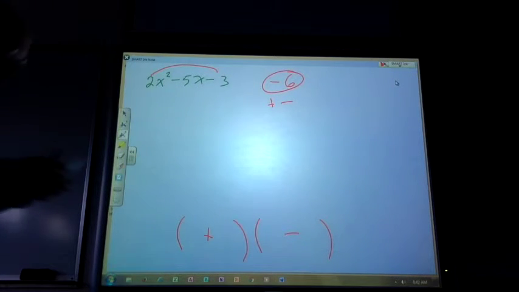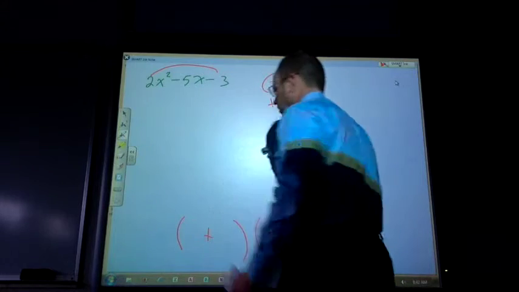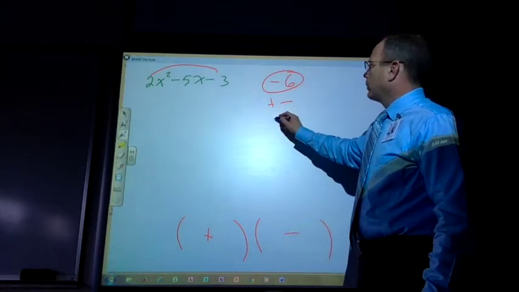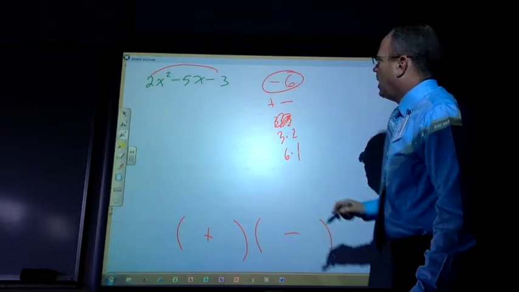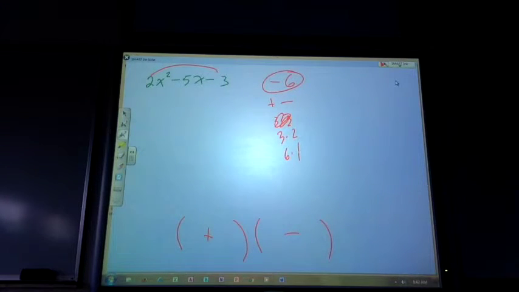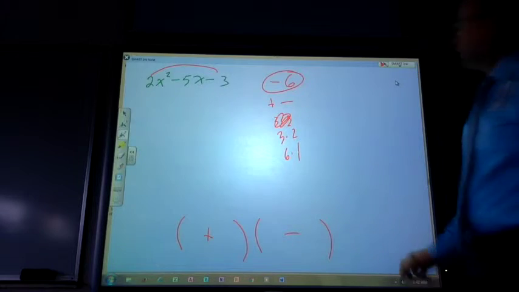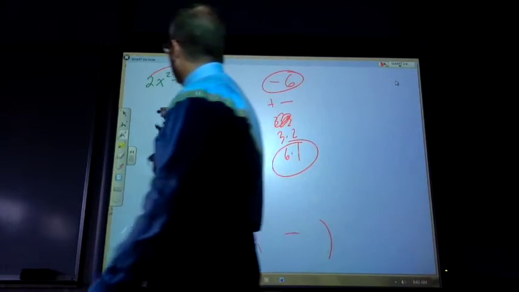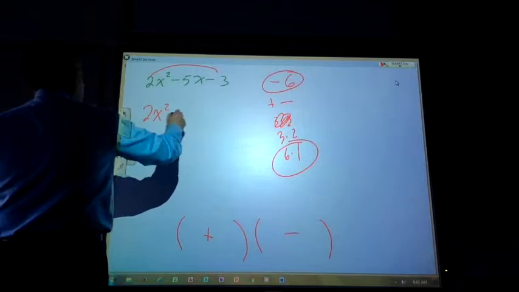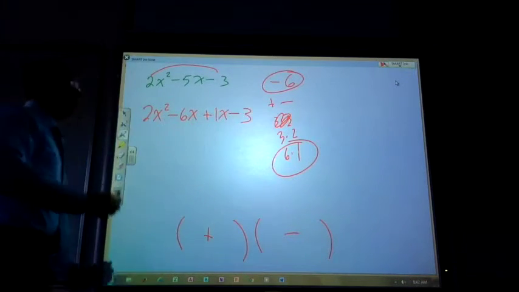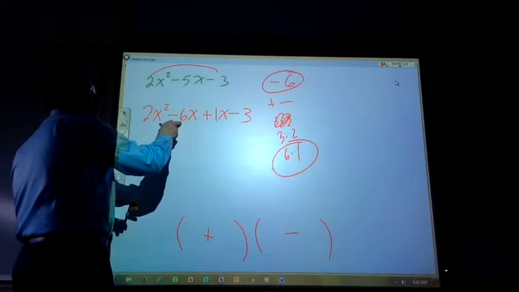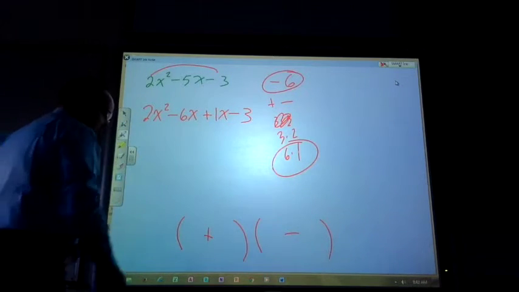All right, so, Mackenzie, what are the factors of 6? 3 and 2 and 6 and 1. Of those, one has to be positive, one has to be negative. When I add them together, I want them to be -5. Which ones work? Perfect. -6 and +1. Now again, if I had these flip-flopped, I could have had +1x here, -6x here. Okay?